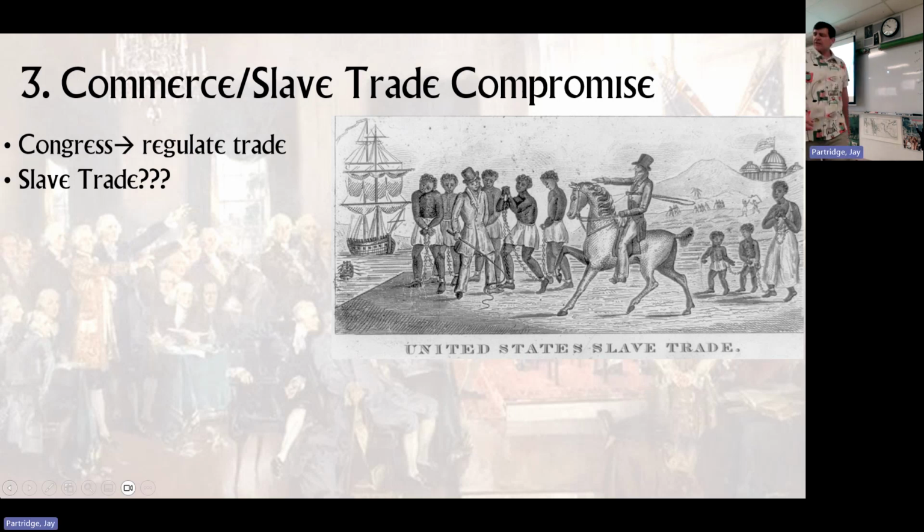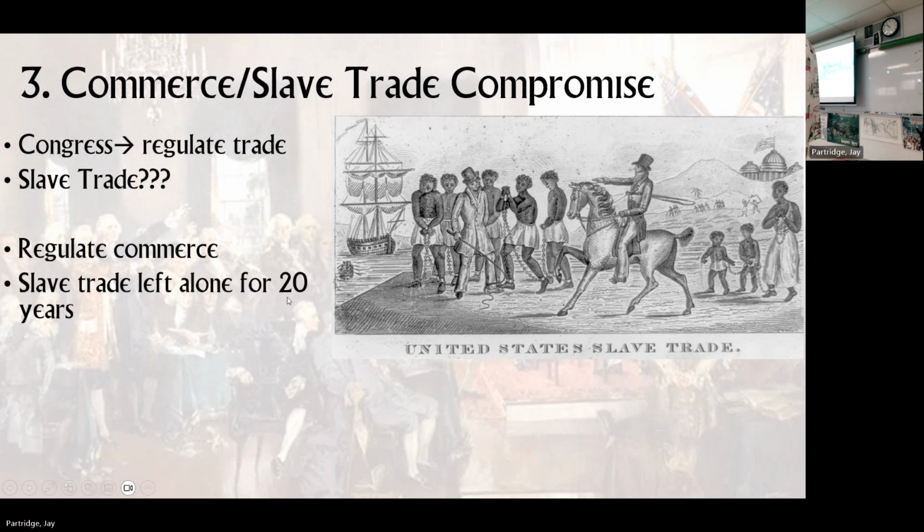So, the thing is, everybody wanted Congress to regulate trade, but would they regulate interstate commerce? This is going to be a big deal. This is going to mean whether or not Congress can decide, put tariffs on goods, or control state trade. And so what the decision was this: the federal government would regulate commerce. And the slave trade will be left alone for 20 years.